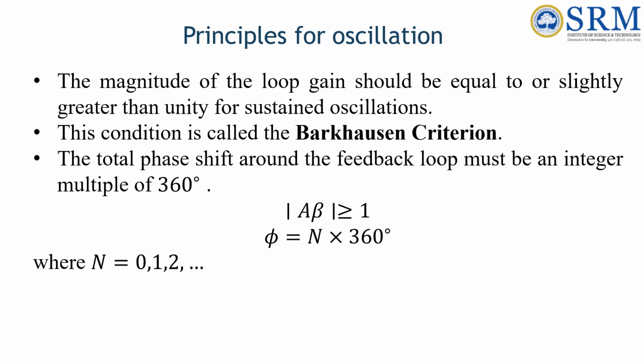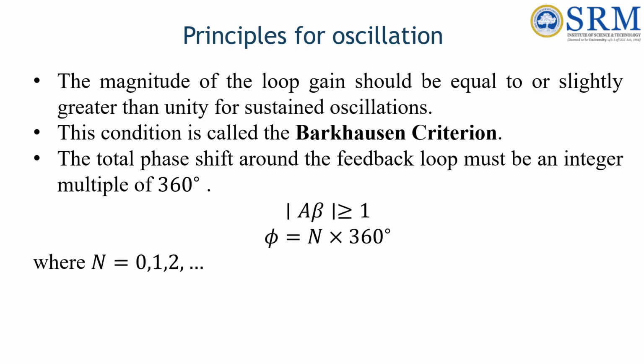For an oscillator to produce continuous oscillation, certain conditions must be satisfied. The first condition is the Barkhausen criterion. According to the Barkhausen criterion, the loop gain A beta must be unity or slightly greater than 1. If the loop gain is less than 1, the oscillations gradually decay. If the loop gain is much greater than 1, the output amplitude increases excessively and causes distortion.